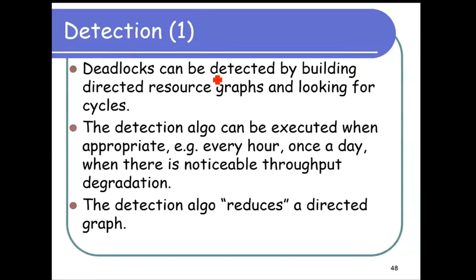So, detection: deadlock can be detected by building a directed resource graph. Again, a resource graph. You build a node, and then you put a line, and if you have an arrow here, it's directional. If no arrow, meaning it's bidirectional. This is just graph theory.